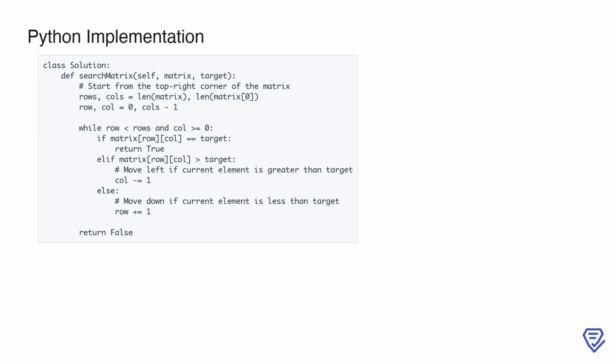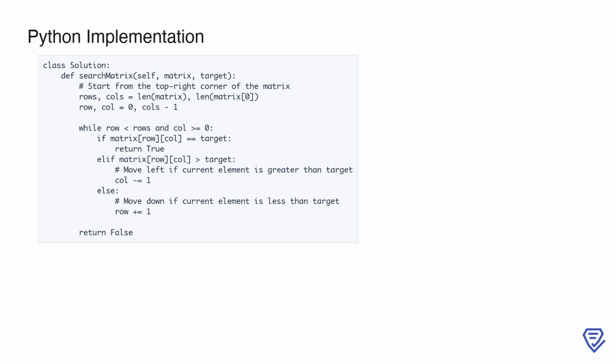Specifically, if the current element is greater than the target, we move left, decrement the column index, because all elements in the current column below are larger. If the current element is smaller than the target, we move down, increment the row index, because all elements in the current row to the left are smaller. The loop continues while the indices remain within valid bounds. If the target is found during traversal, the function immediately returns true. If the loop exits without finding the target, the function returns false, indicating that the target is not in the matrix.